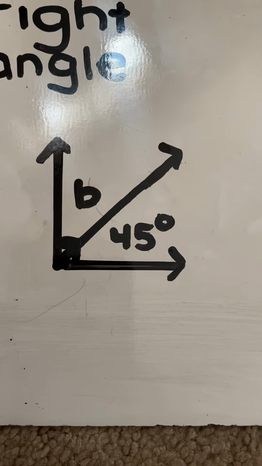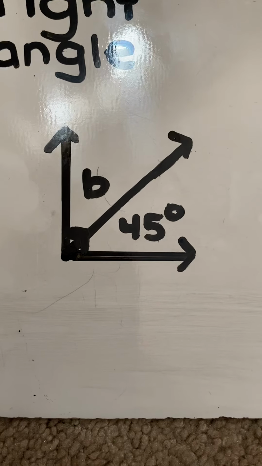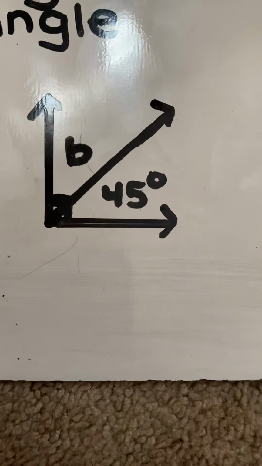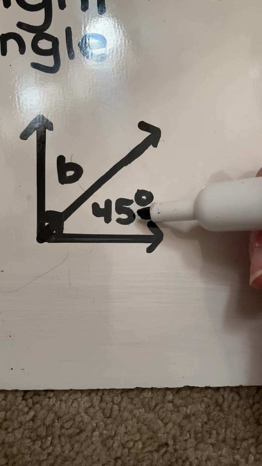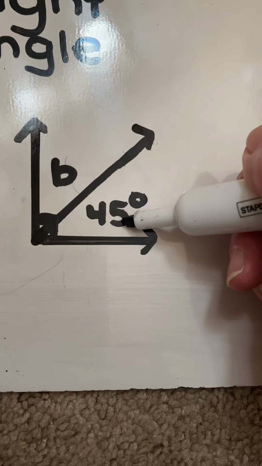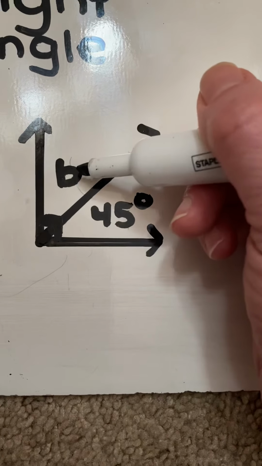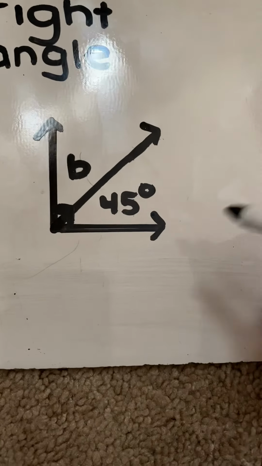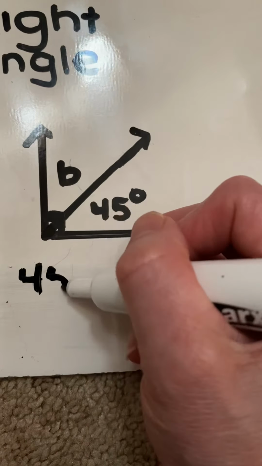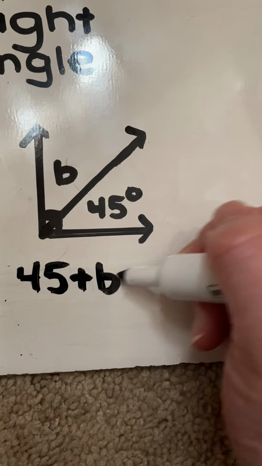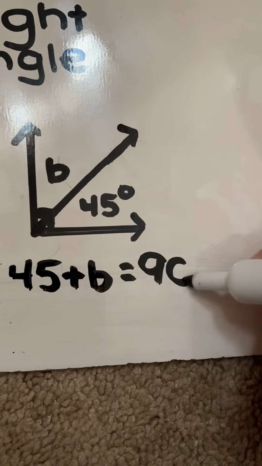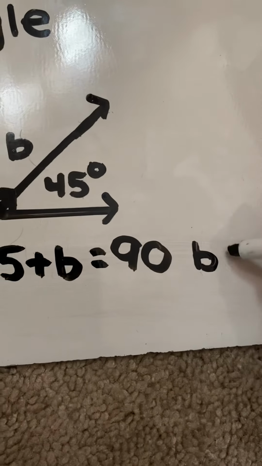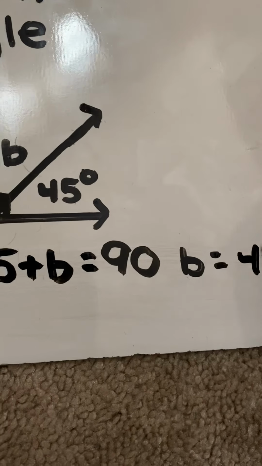Just to let you know, your brain can be thinking about this in two different ways. And remember that brains do think differently. So whatever works best for you is what works for you. We can look at this and say, okay, I know that if I have a 45-degree angle and I add it to this unknown of B, I'm going to get 90 degrees total. So we could say 45 plus B equals 90. And when you solve for B, you know that we're going to have B as 45, because 45 plus 45 equals 90.